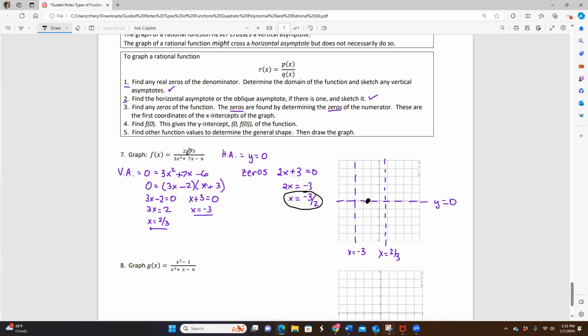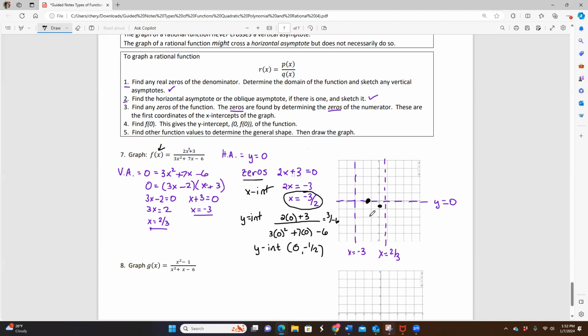To find the y-intercept, we substitute 0 into the function. So the zero is the same as the x-intercept, and the y-intercept will be found by substituting 0 in. So we'll have 2 times 0 plus 3 over 3 times 0 squared plus 7 times 0 minus 6. Since these terms become 0, we're left with 3 over negative 6, or my y-intercept would then be negative 1/2. So 0, negative 1/2. And that's going to be right there.